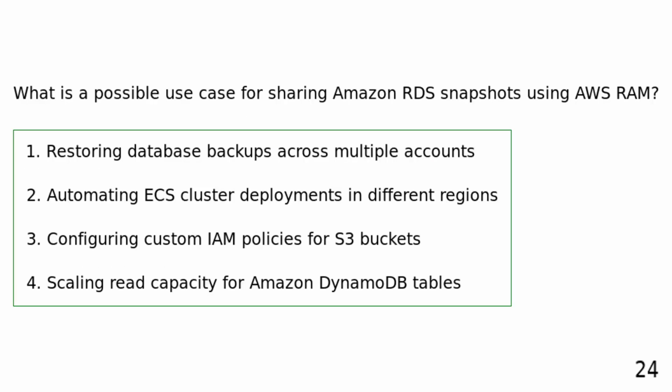What is a possible use case for sharing Amazon RDS snapshots using AWS RAM? Restoring database backups across multiple accounts. Automating ECS cluster deployments in different regions. Configuring custom IAM policies for S3 buckets. Scaling RAID capacity for Amazon DynamoDB tables.